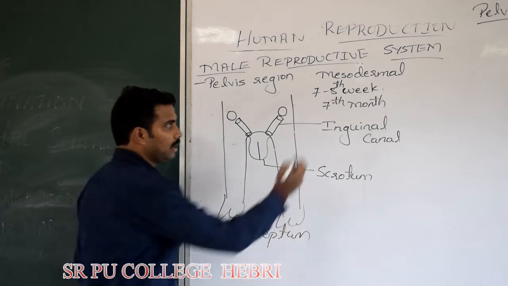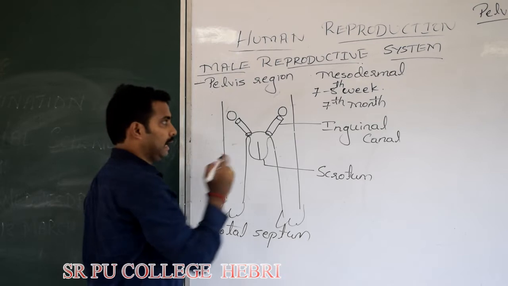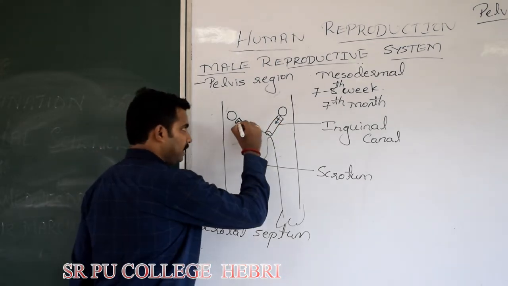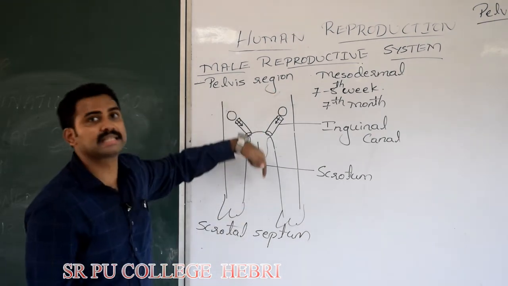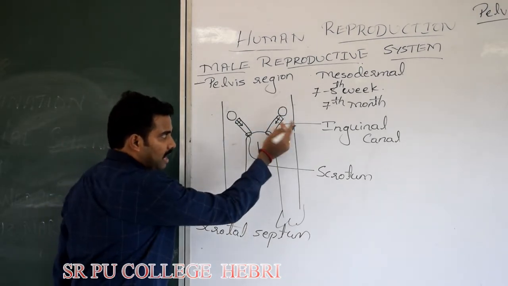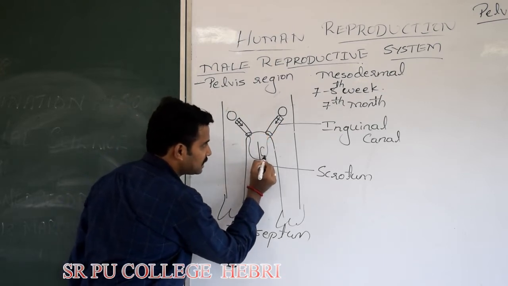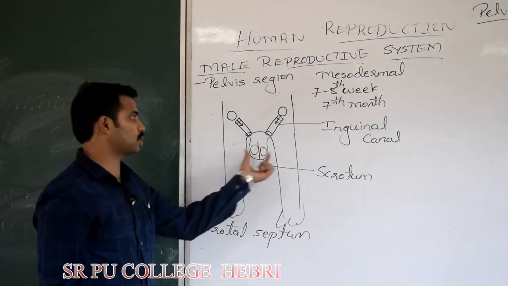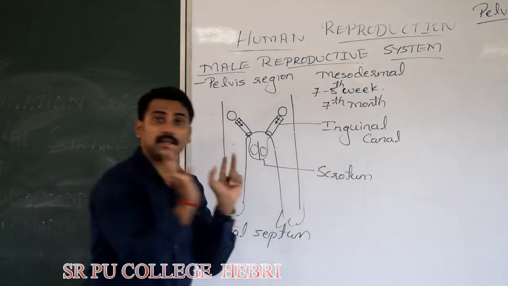Try to understand. During the 7th month, through which canal? The inguinal canal. The testes start migrating, start descending, and finally the testes descend through the inguinal canal and get settled in which one? The scrotum. And later the testis will be permanently present in the scrotum.